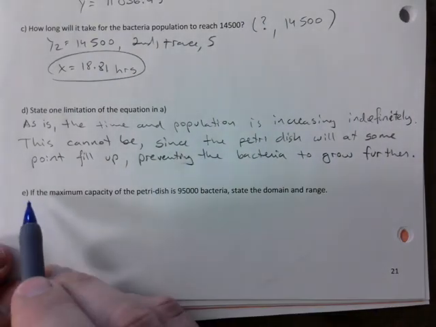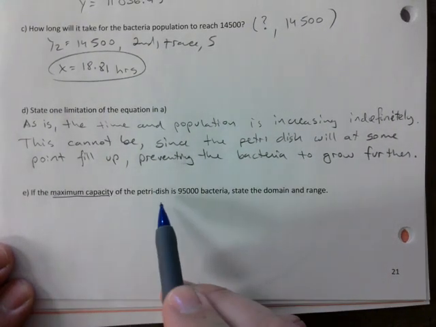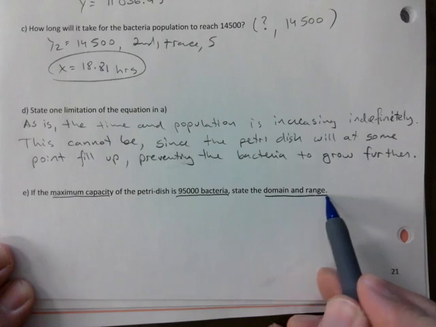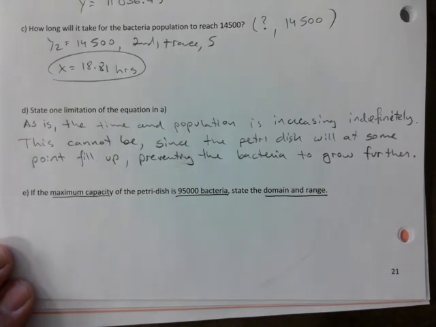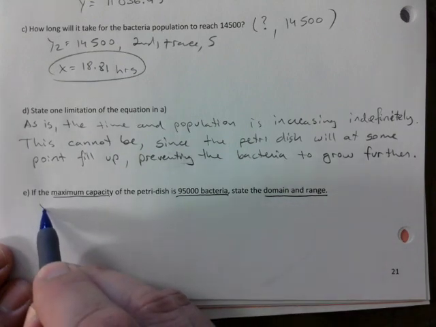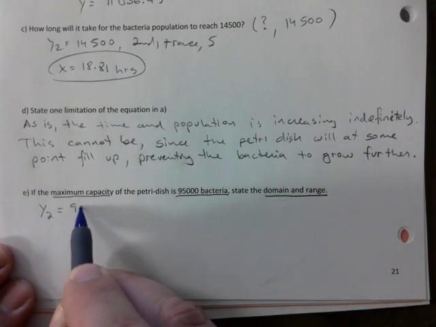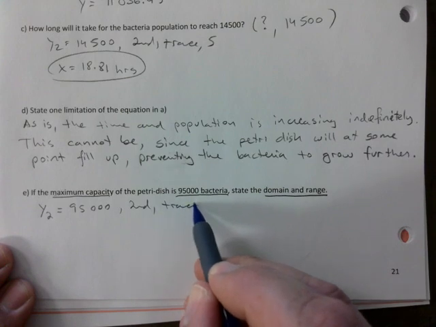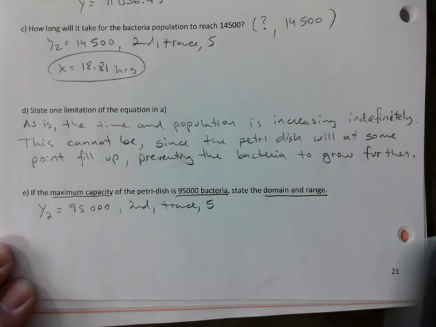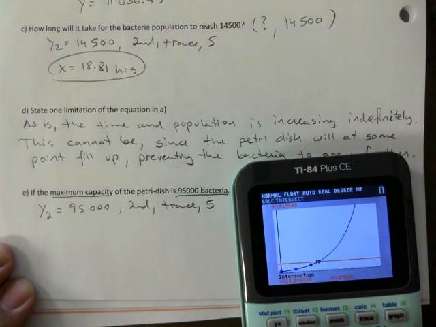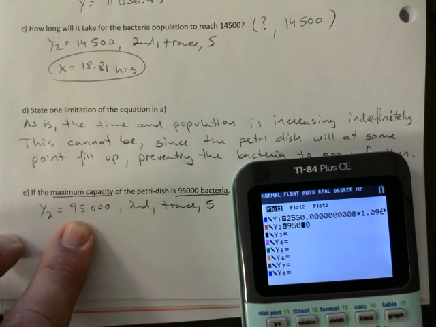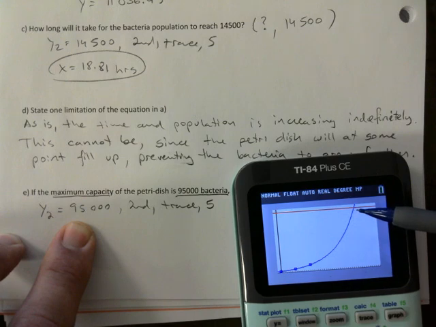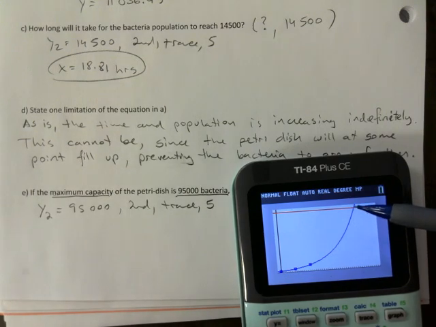Here you go. If the maximum capacity of the Petri dish is 95,000 bacteria, state the domain and range. There's only so much that it can handle. So let's go find, right? We're going to say, okay, if my bacteria is 95,000, what is the time? How long will it take for that to happen? So I can trace 5 for that. And notice I already changed my window. You might have to change it accordingly to make 95,000 fit. Right, so let's see, yeah, this works. So it's right there. That's when it's going to stop growing, okay?